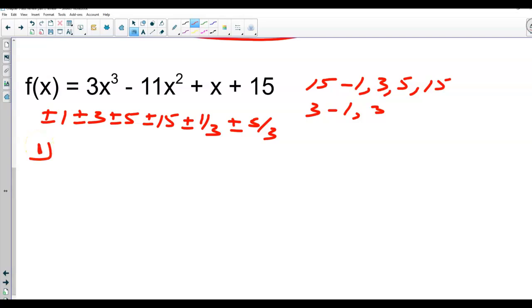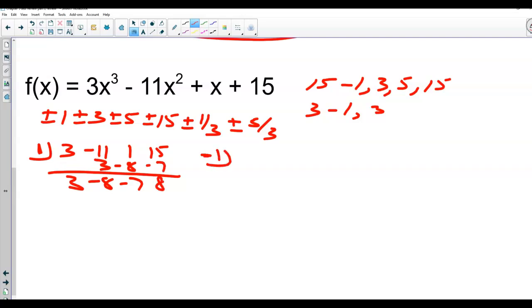So when I try 1 in the box, 3, -11, 1, and 15. Drop the 3, -8, -7. Doesn't work. If I use -1, though, 3, -11, 1, and 15. Drop the 3, -3, that's a -14. -14 times 1 is 14. 1 and 14 is 15. Times the -1, -15, that's 0.